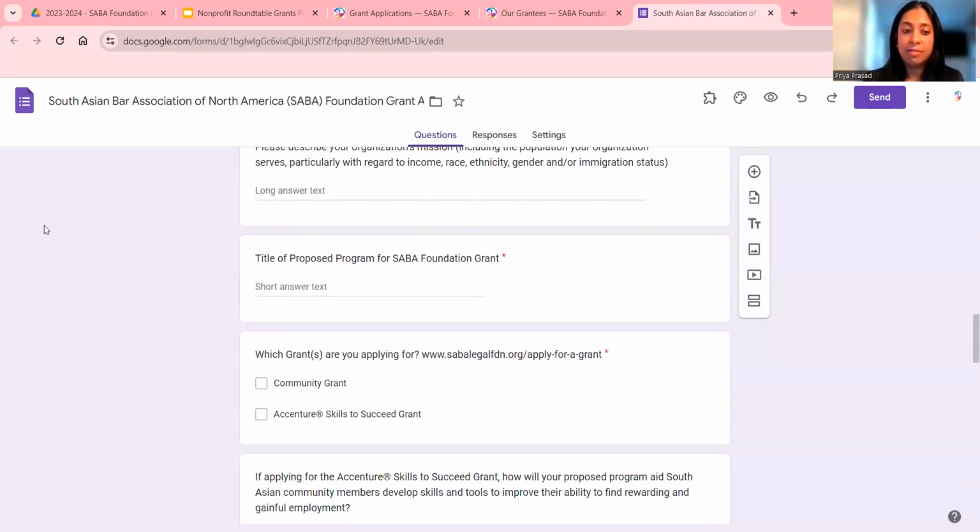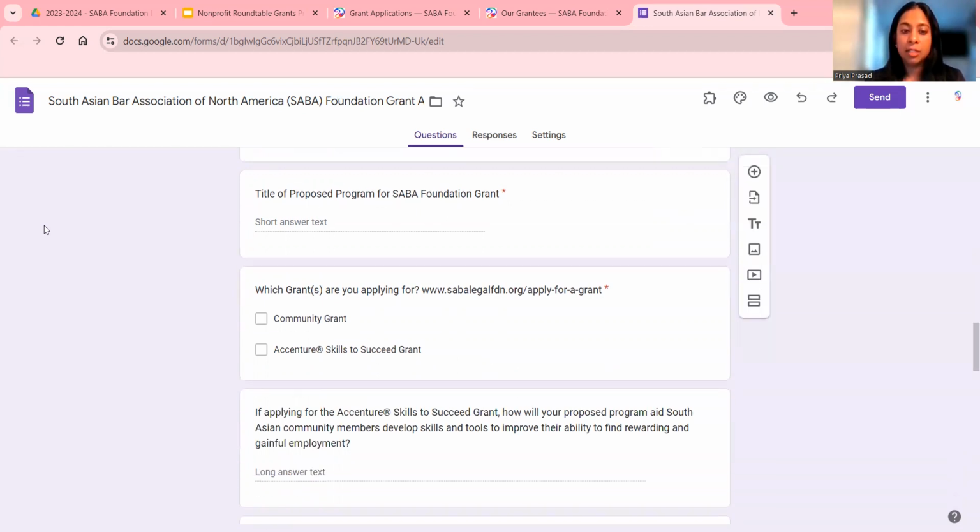We'd like to have a title so we can refer to the program, whether we're talking about it during the application review process or after the fact. So just a little bit of a description of the program, or if it's multiple programs, like the cluster, that you're seeking this grant for.